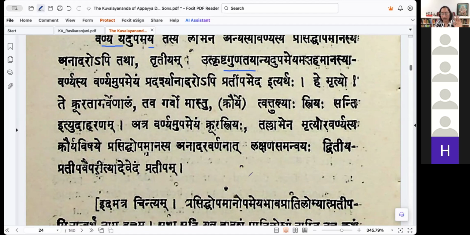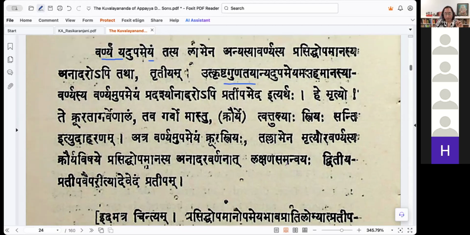So Varnyam is Krura Striyaha Tallabhena. Because I have gotten women for cruelty, Mrityoho Avarnyasya Kraurya Vishaye Prasiddha Upamanasya Anadara Varnanat. There is also a slighting of the Upamanam. You are trying to put that down by saying, in Kraurya, I have another thing which is equal to you. Iti Lakshana Samanvayaha. This is in contradiction to the earlier Pratīpa. That Vaiparityam or Pratipatvam in this alankara just comes about by the fact that it is opposite to the earlier Pratīpa.